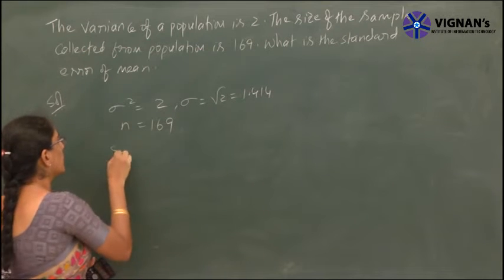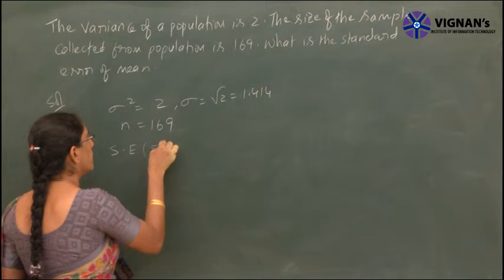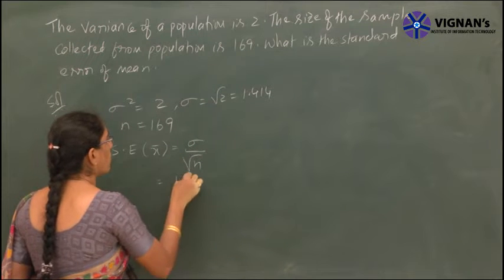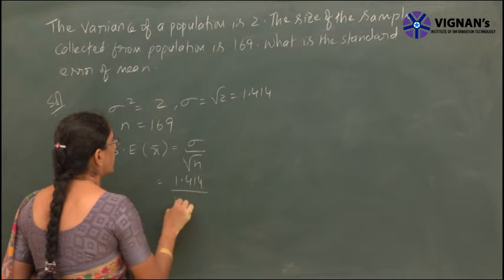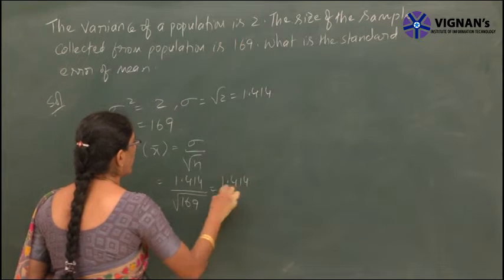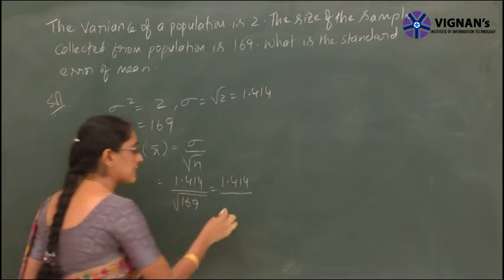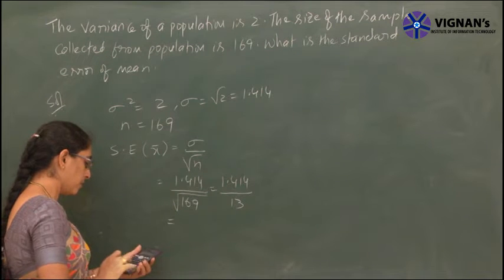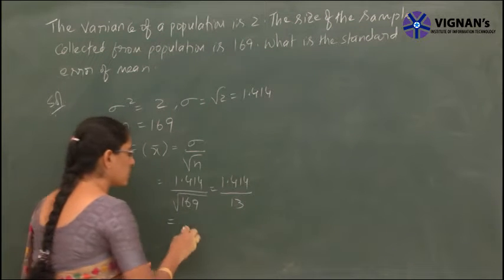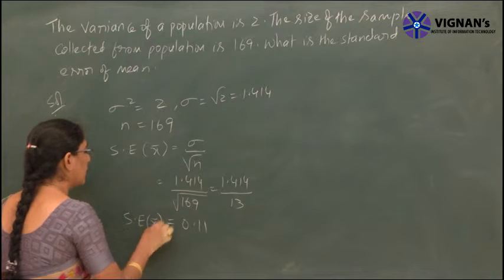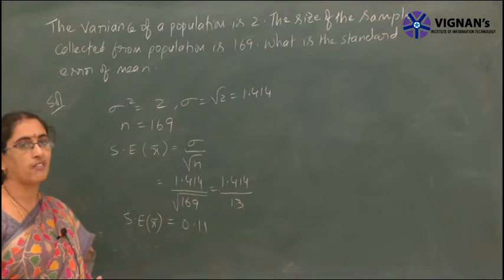So we know that here the standard error of mean is equal to sigma by root n. So 1.414 by root 169. So 1.414 by root 169 means 13. So it is 1.414 by 13 is equal to 0.11. So the standard error of mean is 0.11 here.